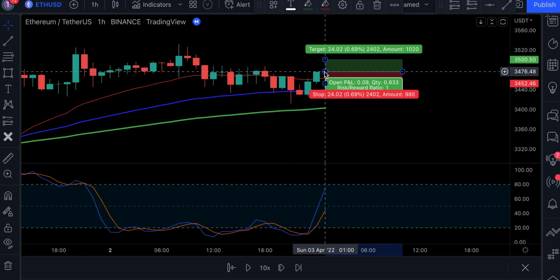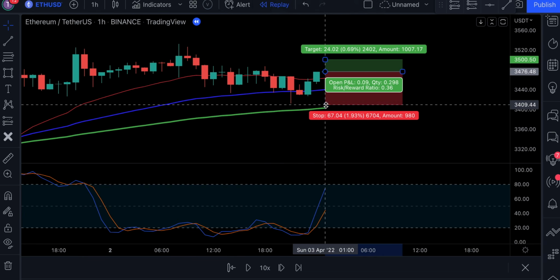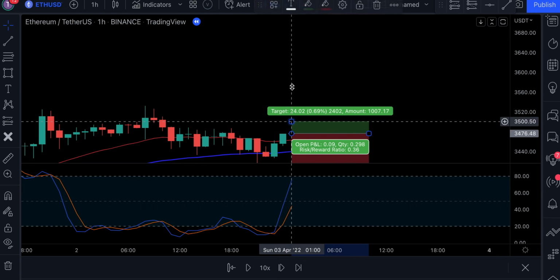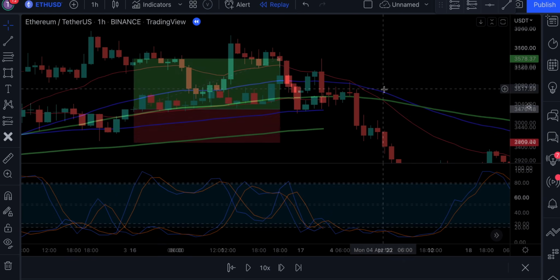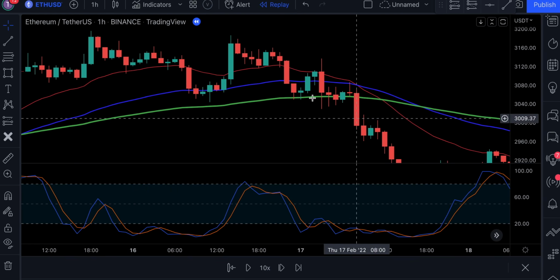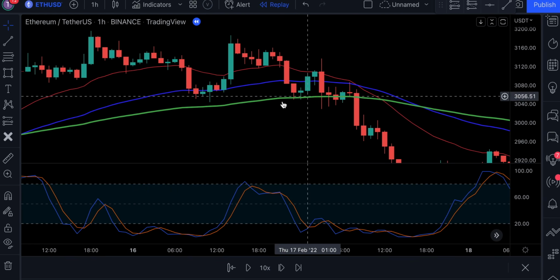The stop loss will be set at the recent swing low, and this time we're gonna be targeting 1.5 times the risk. By the way, if the price action exceeds the 100 EMA, the signal automatically becomes invalid.